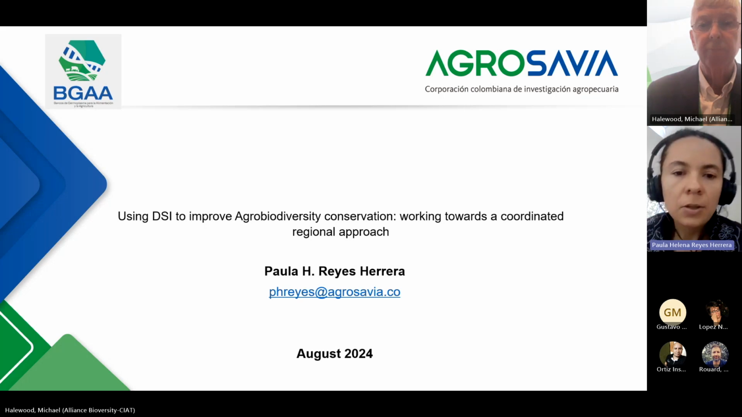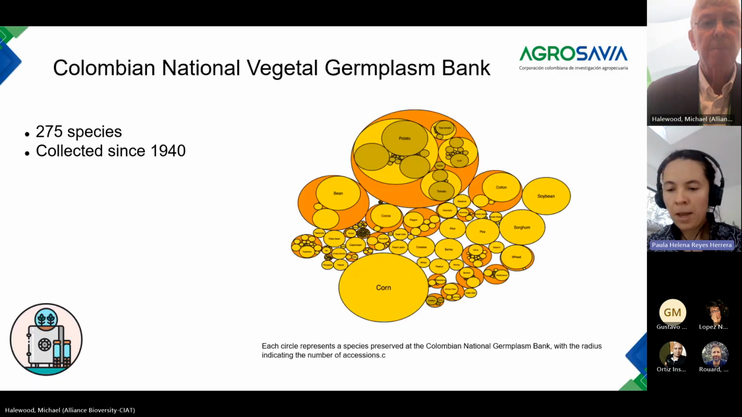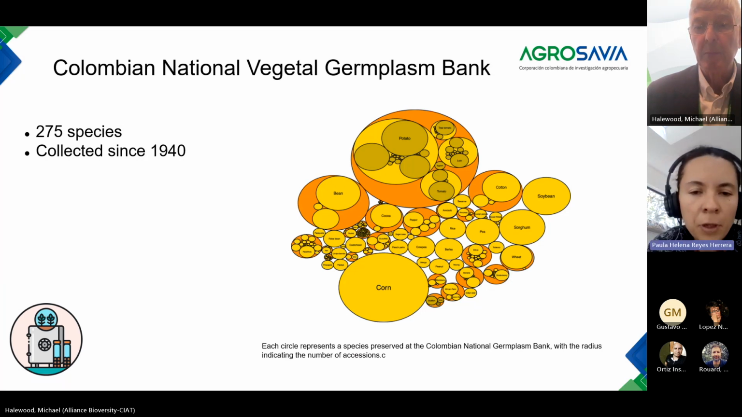Next. So at AgroSavia, we manage the Colombian National Vegetal Germplasm Bank. We conserve 275 species, and here in the figure I present, each circle represents a different species, and the radius represents the number of accessions that we are conserving. The accessions that we conserve have been collected since 1940, and an important part of the bank was collected before the 90s.